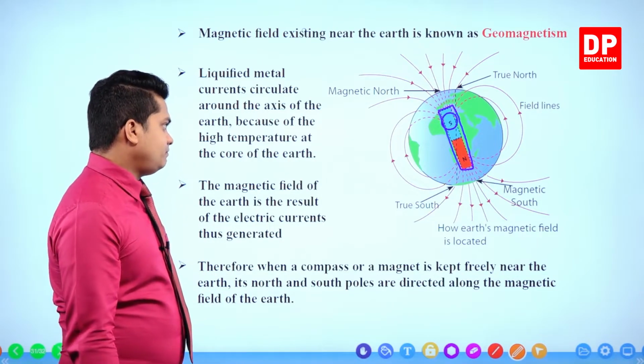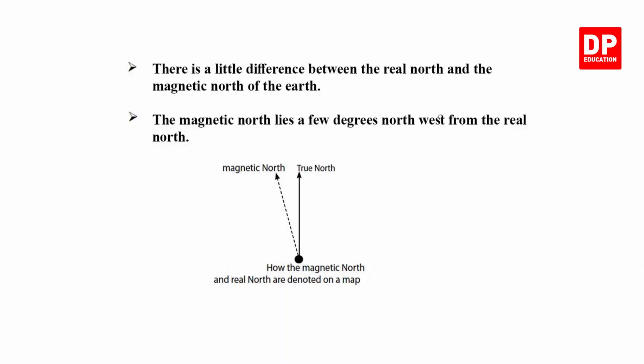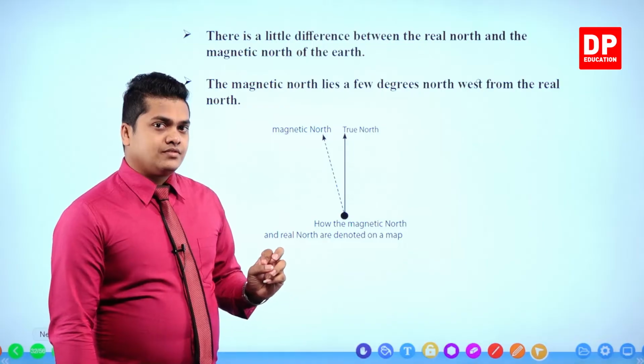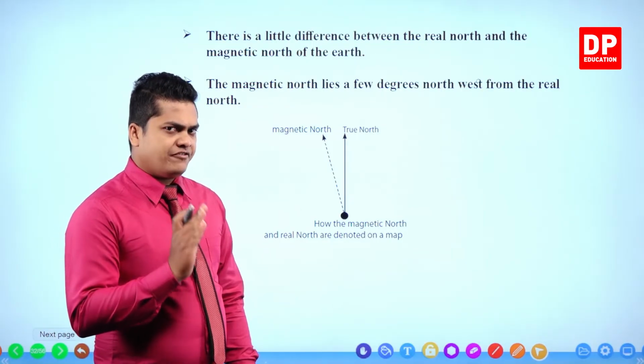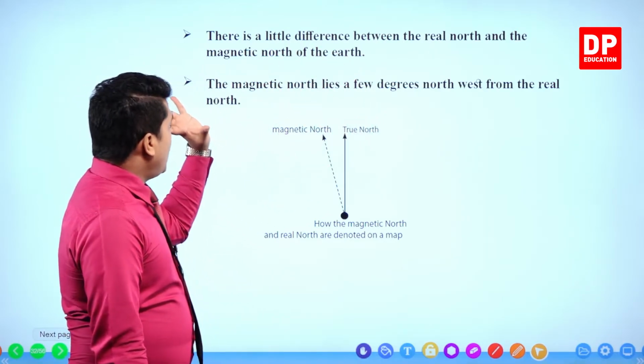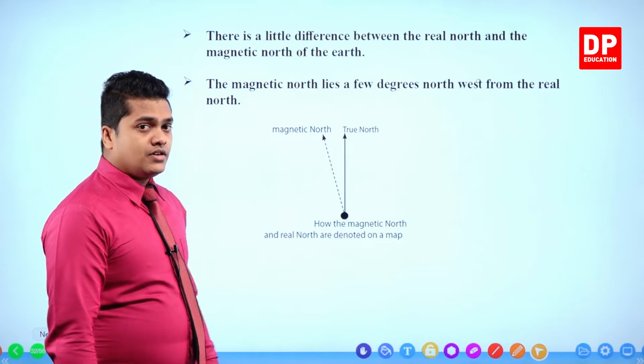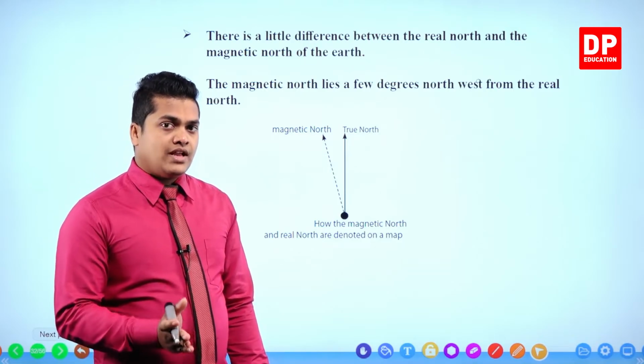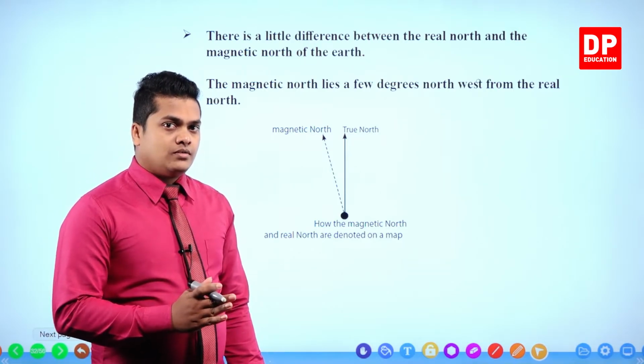Right. So we'll move on to see other details about this geomagnetism. There is a little bit of a difference. There is a little difference between the real north and the magnetic north of the earth. If you take the real north and the magnetic north, right?